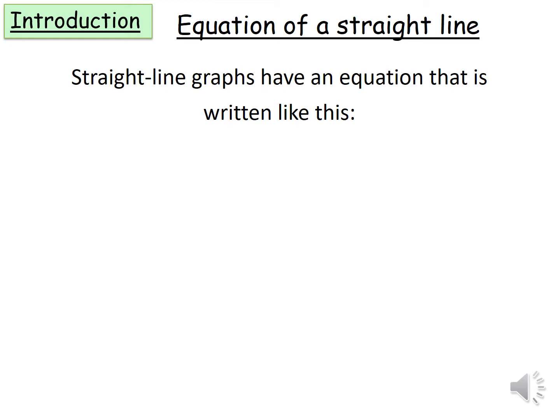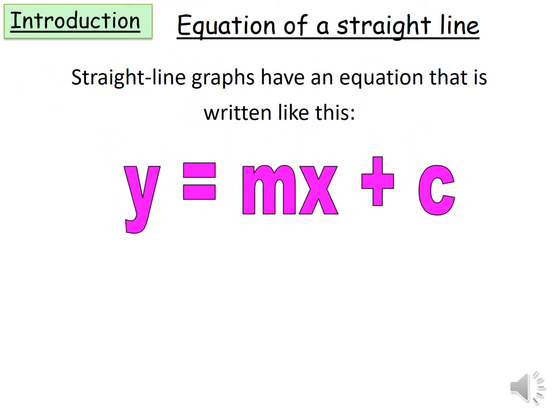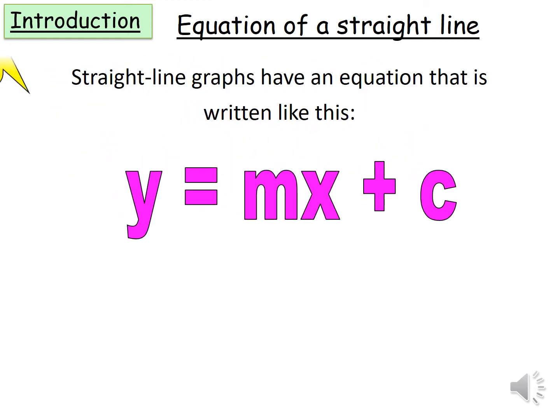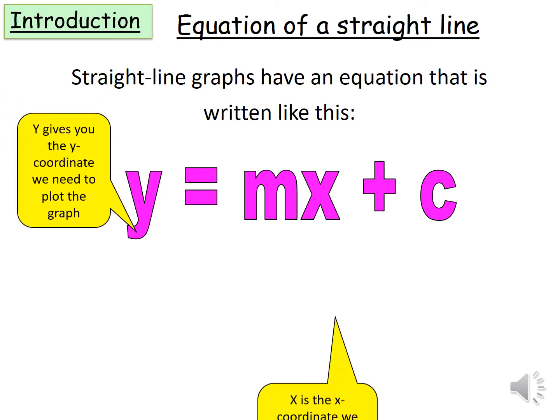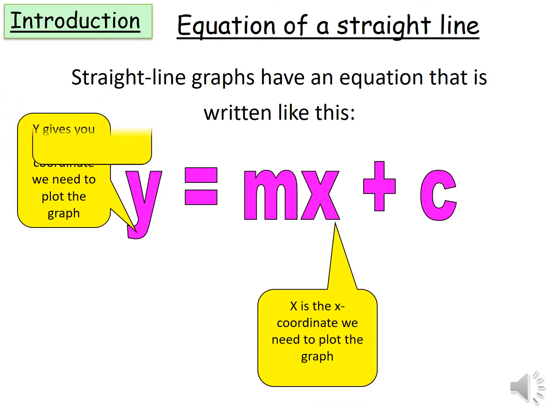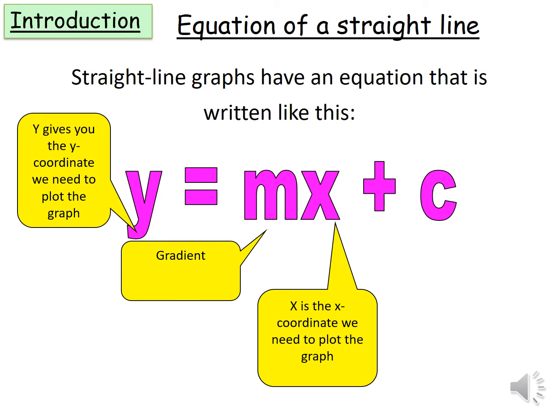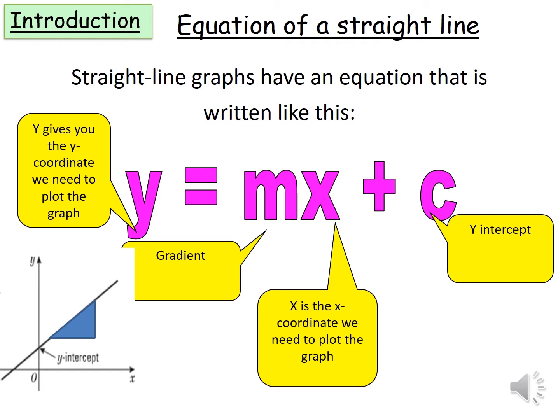Straight line graphs have an equation that is written in the form of y equals mx plus c. Y is the y coordinate, x is the x coordinate, m is the gradient, which is the change in y over the change in x, and c is my y-intercept. What do I mean by y-intercept? It is when the line crosses the y-axis, and this is called the y-intercept.